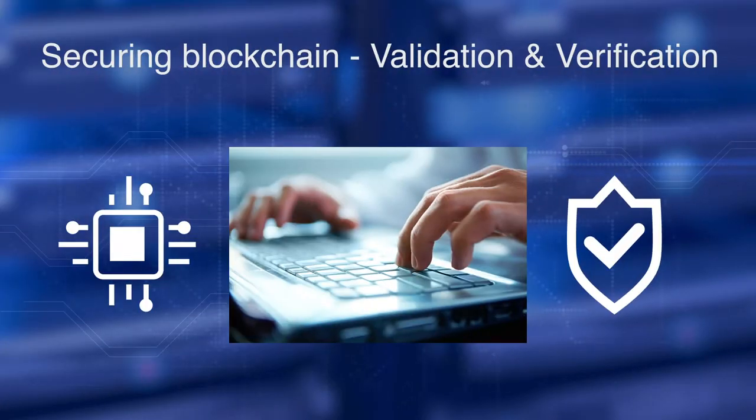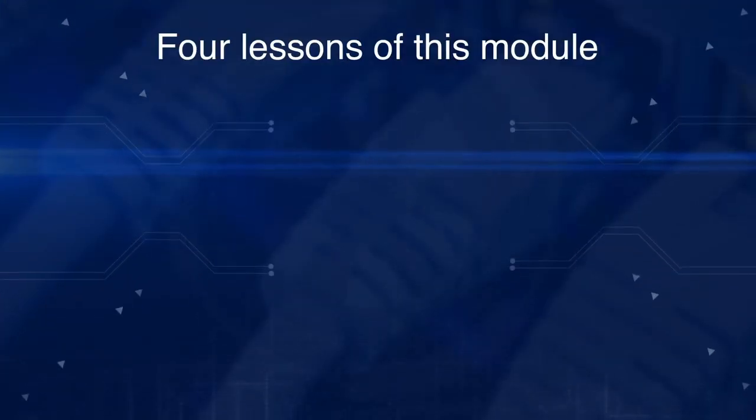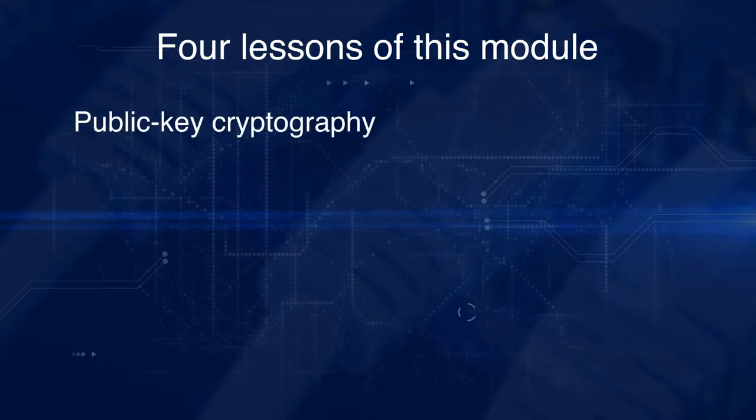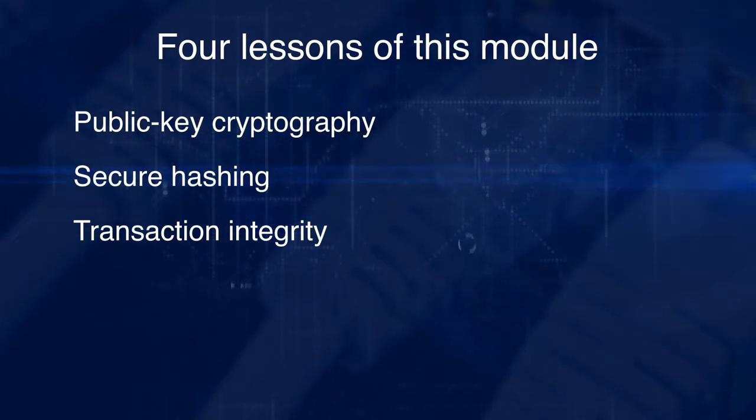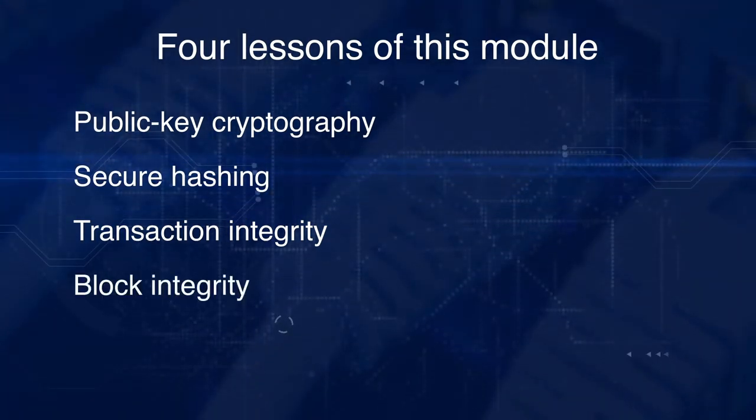Two techniques are predominantly used for securing the chain and for efficient validation and verification: hashing and asymmetric key encryption. These techniques depend on several complex proven algorithms. We'll provide a high-level view of the application of these algorithms and the critical role they play in securing the decentralized chain in the 4 lessons of this module, namely public key cryptography, secure hashing, transaction integrity, and block integrity.